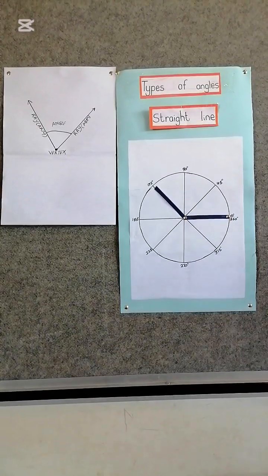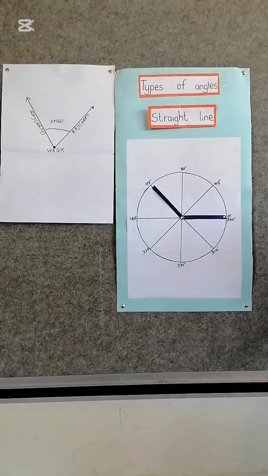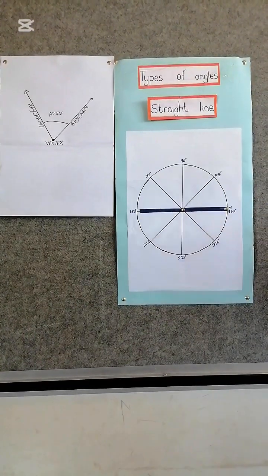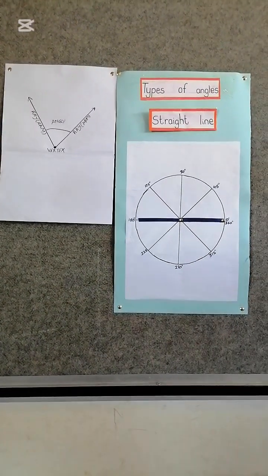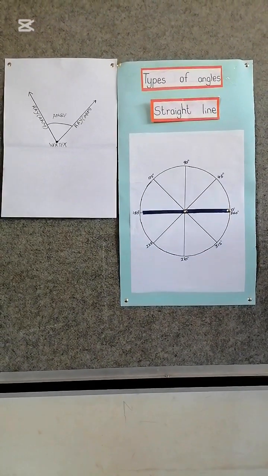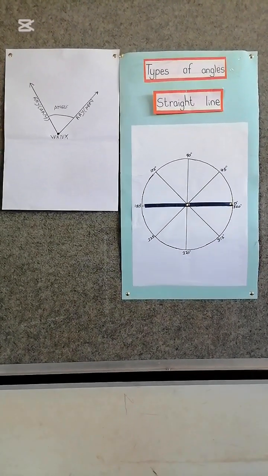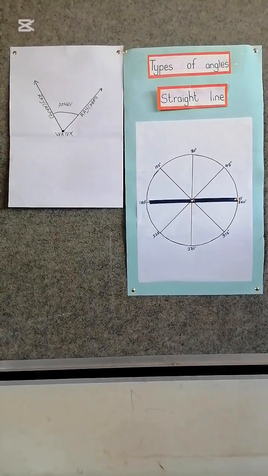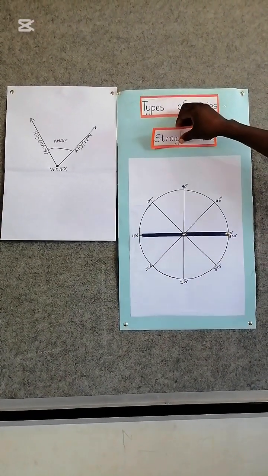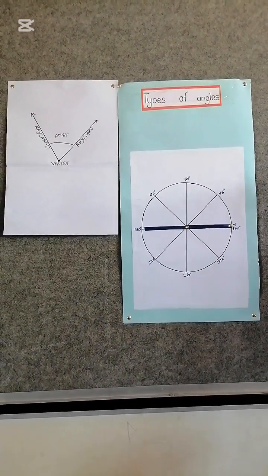So how do we define it? It's an angle that is equal to 180 degrees. It means our angle must be straight. It shouldn't have a corner. It must be straight, and that angle must have 180 degrees. It shouldn't be less or more. It has to be equal to 180 degrees.